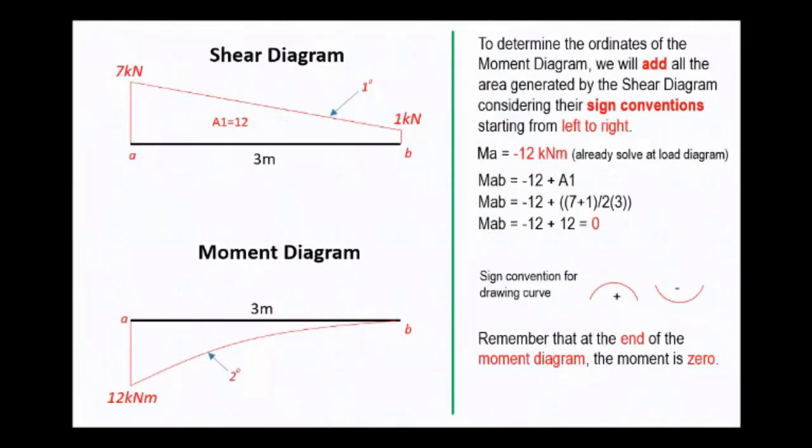In previous discussion, we learned that the degree of curve in moment diagram is greater by 1 than the shear diagram. So if you have an inclined line in the shear diagram, in this case from A to B, you have an inclined line in first degree. Therefore, in moment diagram, the curve will be in second degree. And you will decide whether the curve is increasing or decreasing depending upon the value of the shear in shear diagram. In this case, the value of shear is decreasing. Therefore, your curve in moment diagram will be an increasing curve.